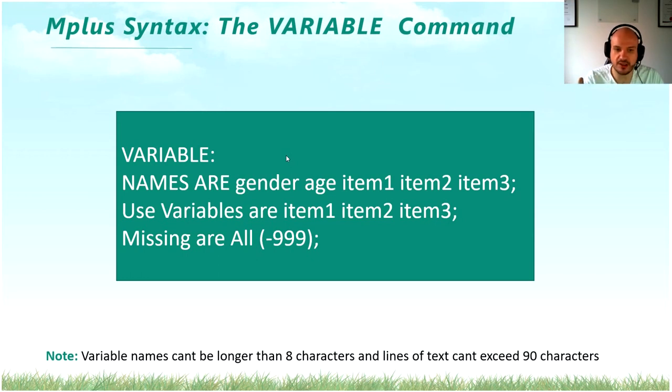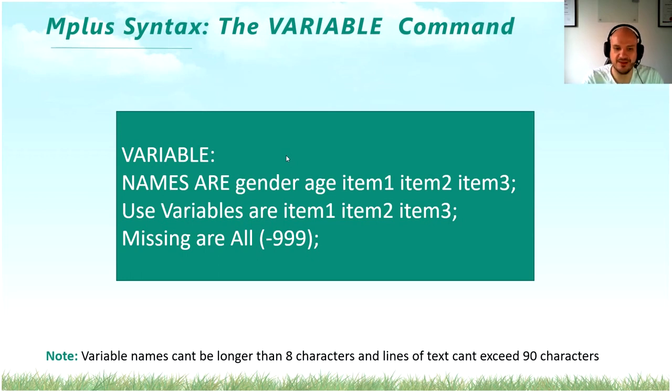And the next command is the use variables command, and this one tells us from all of these data points that we have, which items, which factors, we are going to utilize for our specific analysis. So in this case, out of gender, age, item 1, 2, and 3, we just want to use item 1, 2, and 3.